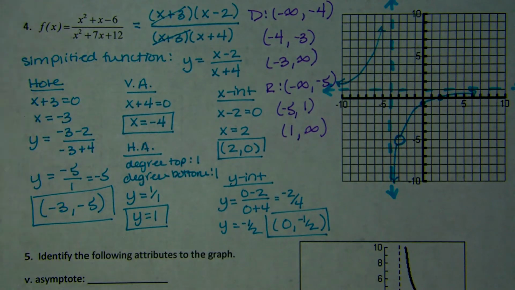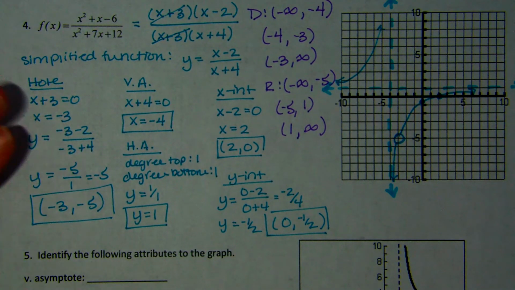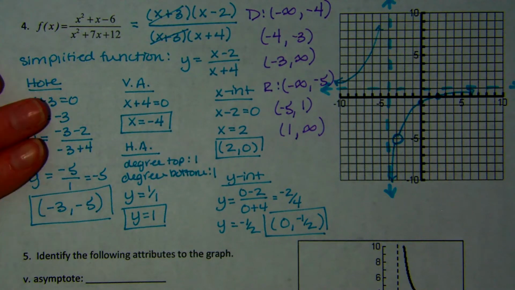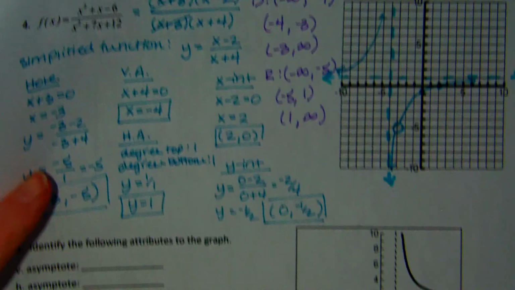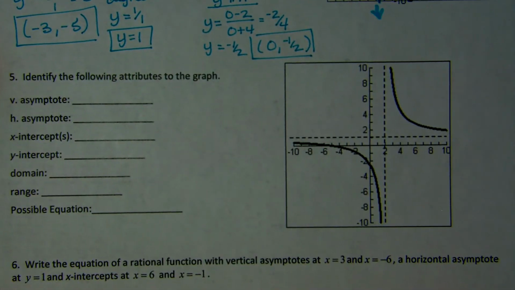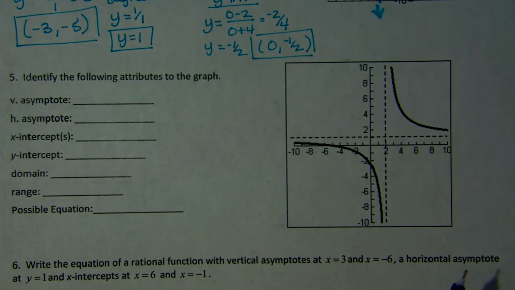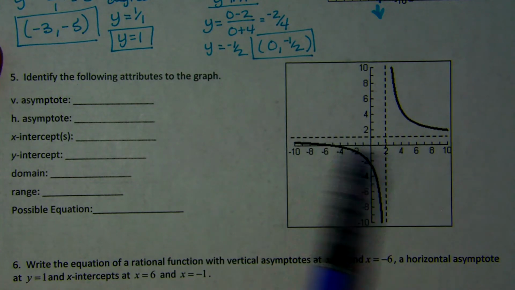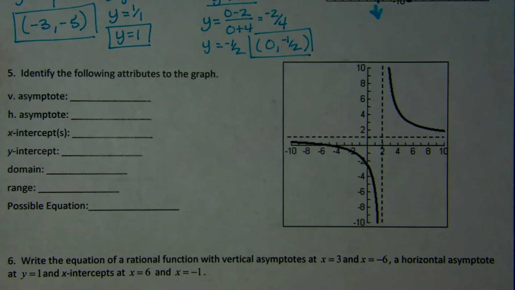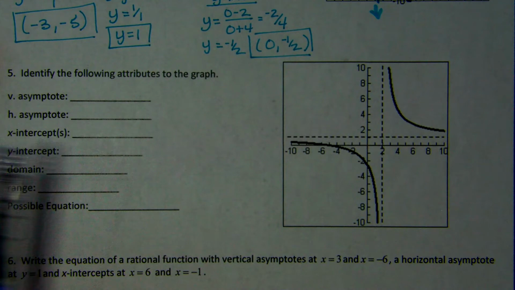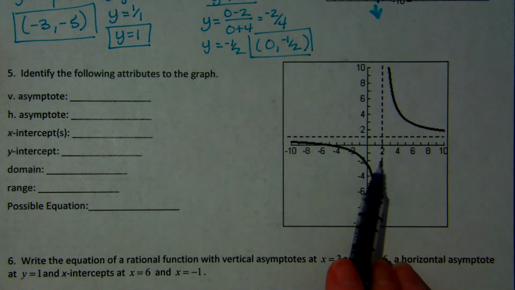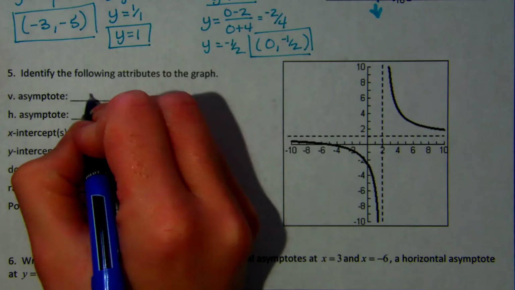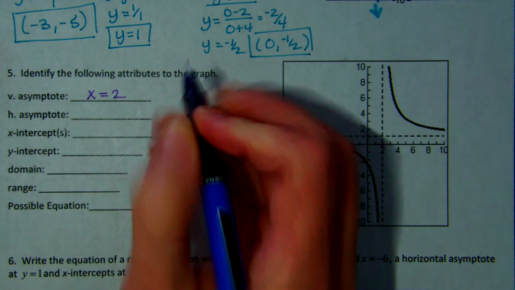All right, kids, the next couple of problems are things you have not seen before, but if you have a good foundation in graphing these rational functions, you should be able to do this. And it's super simple, I promise. So what they've done is they've given you a graph, and they want us to identify the attributes on this graph. So they're asking us for the vertical asymptote. Well, we know what the vertical asymptote looks like. It's that vertical line, and this vertical line is at 2. So our vertical asymptote is x equals 2.